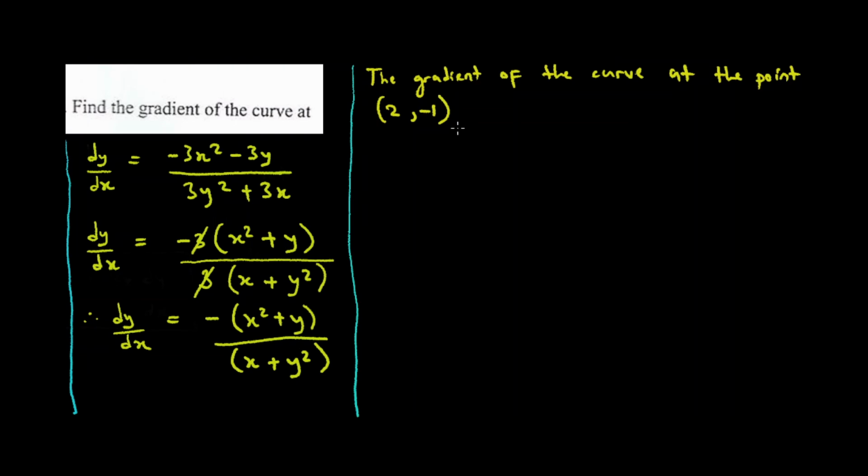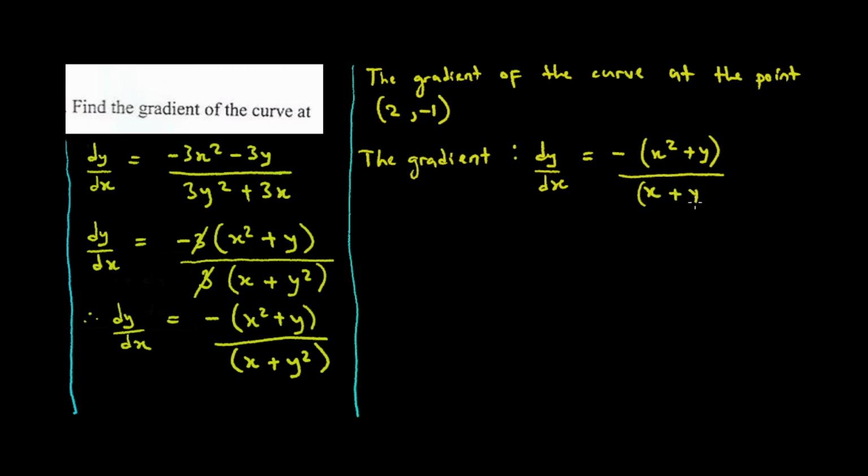So given a point, we want to find the gradient of the curve at that particular point. How are we going to do that? We know that the gradient is given by dy/dx, which in our case is equal to minus x squared plus y over x plus y squared. So we are just basically going to put 2 for x and -1 for y because that is the point we were given.